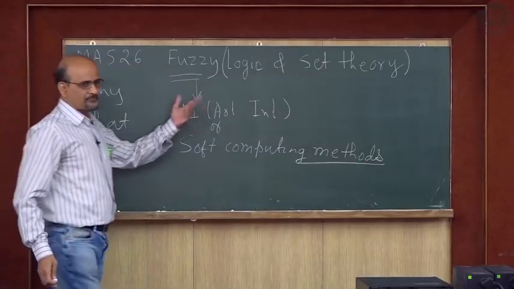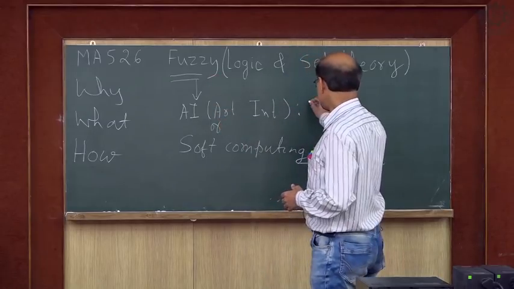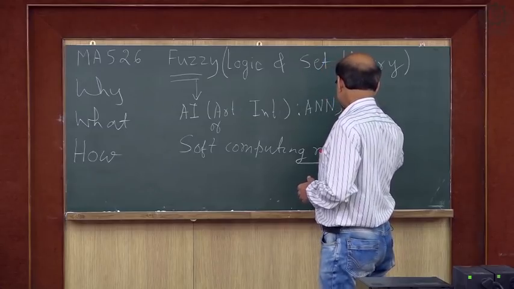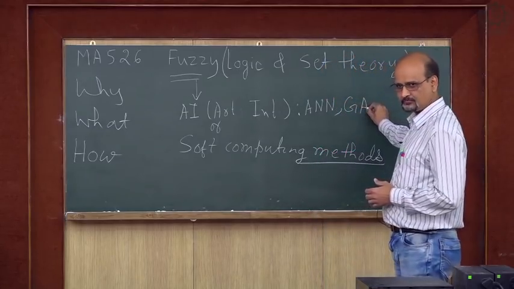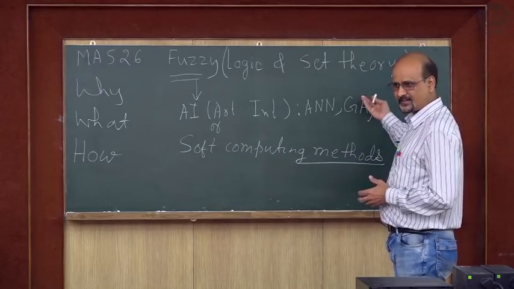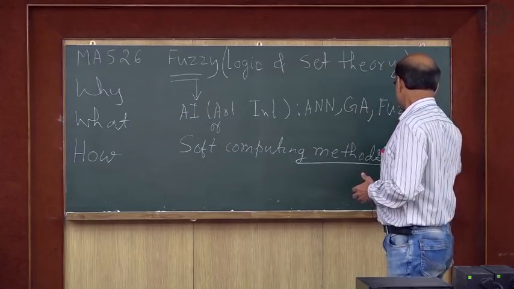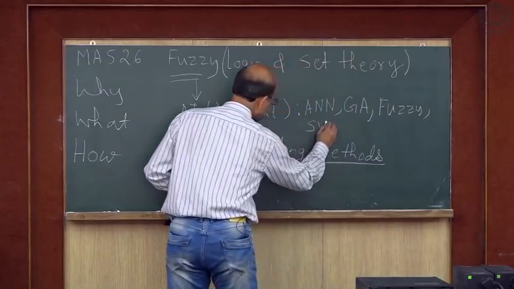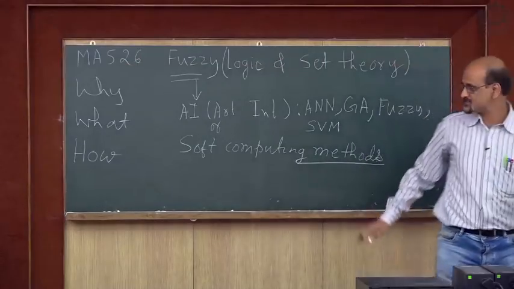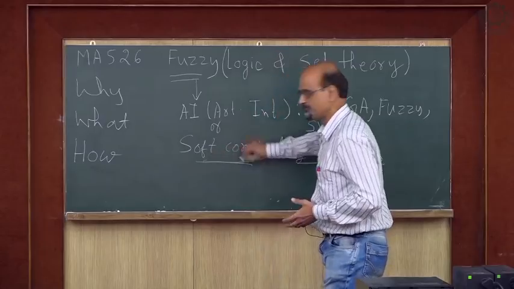Now, in AI we have different areas. Fuzzy is one of them. There we have ANN, that means artificial neural network, GA, that is genetic algorithm. We have then different optimization techniques. Okay, so the GA is one of them. Here fuzzy. Okay, then SVM, that means support vector machines. So there are plenty of other areas which come under this AI, that is artificial intelligence or soft computing.